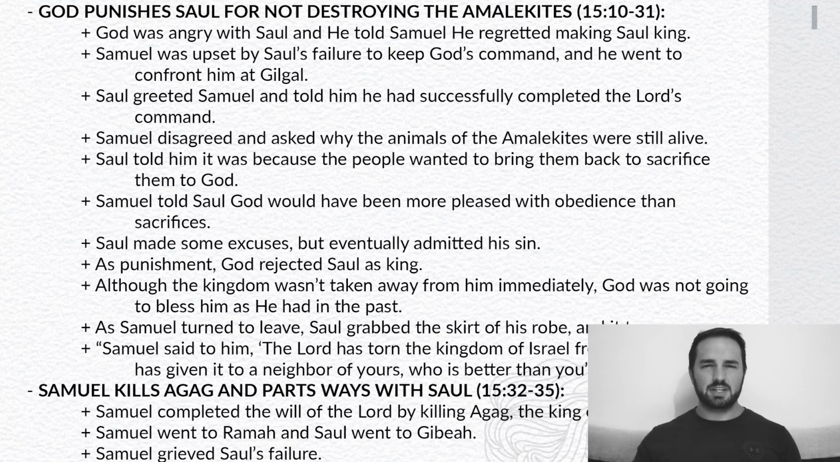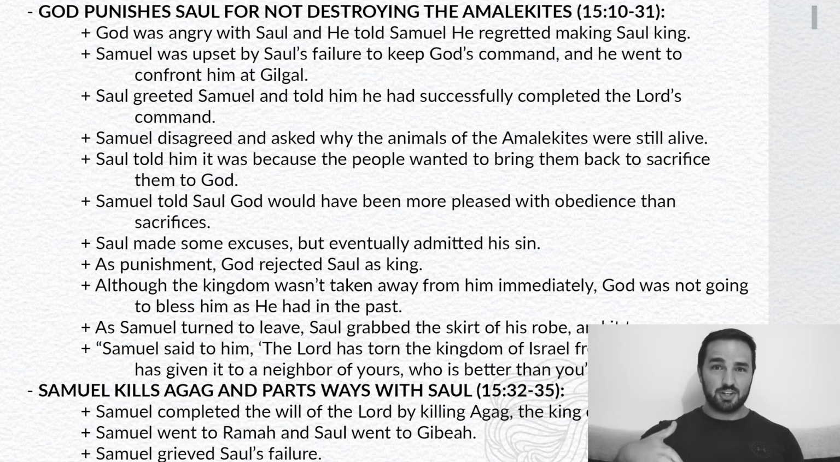Amalekites, I might have said it both ways. I'm talking about the same people. God was angry with Saul, and he told Samuel that he regretted making Saul king. Samuel was also upset with Saul for his disobedience and his failure to keep the Lord's commands, and he went to confront him at Gilgal.